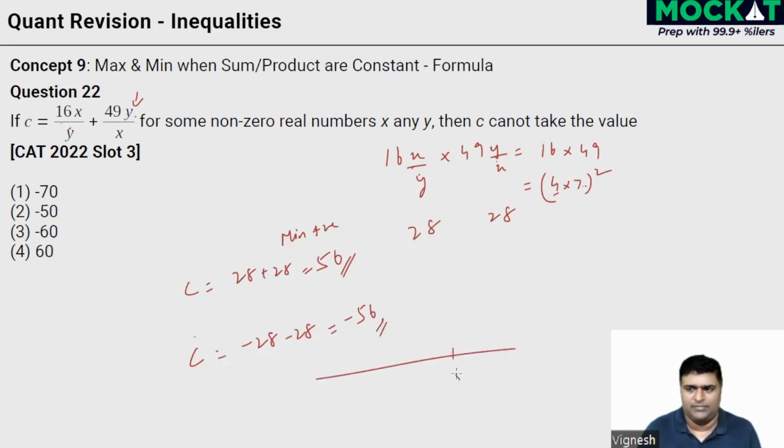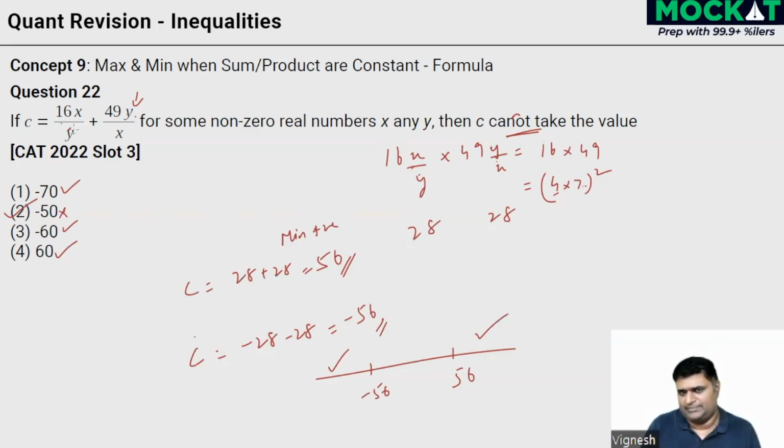On a number line, it accepts all values to the right of 56, all values to the left of minus 56. Anything in between is not allowed. Minus 70 is here, it's fine. Minus 50 is to the right of this, that's not fine. Minus 60 is to the left, it's fine. 60 over here is to the right of 56, that's fine. Minus 50 is what it cannot take, right? Option 2 over here is the answer for this question, right?